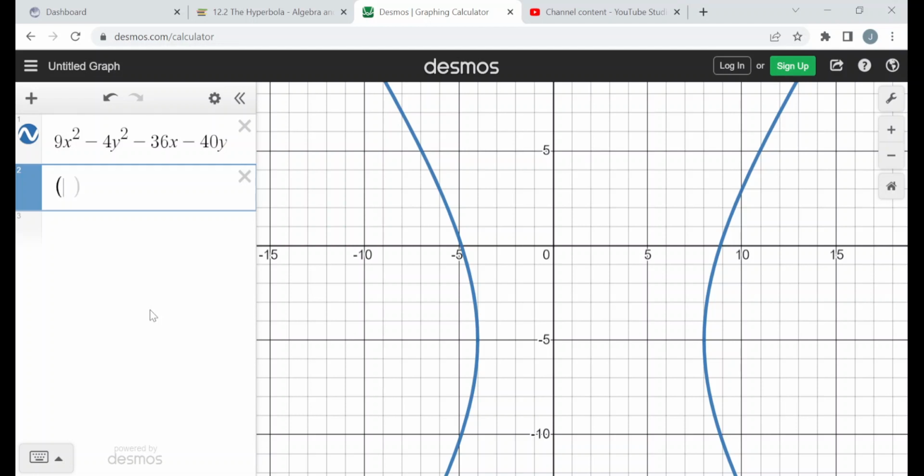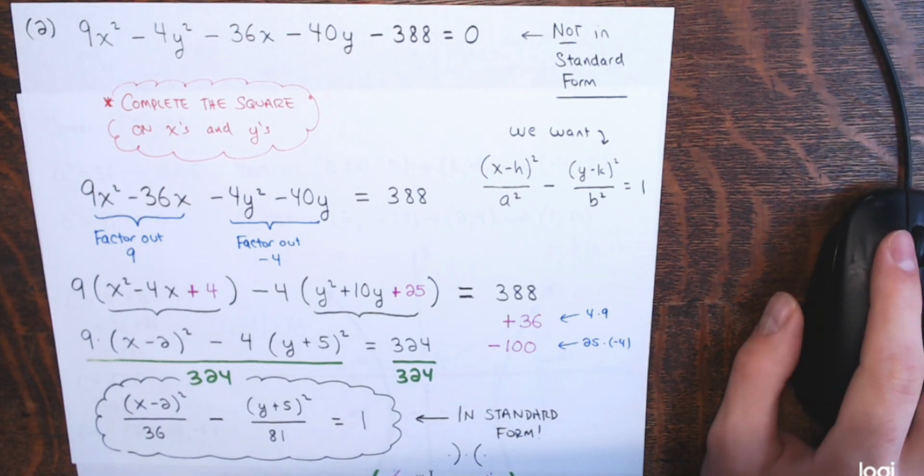The equation we ended up with after changing it to standard form was x minus 2 squared divided by 36 minus, and then the quantity y plus 5 squared divided by 81 equals 1. And look at that. I'm going to turn it off and on here. You will see it's the exact same picture. Can you see it popping up right on top of the other curve? It's the exact same picture. Same center, same vertices, same asymptotes, everything. Okay, great. So moving on.